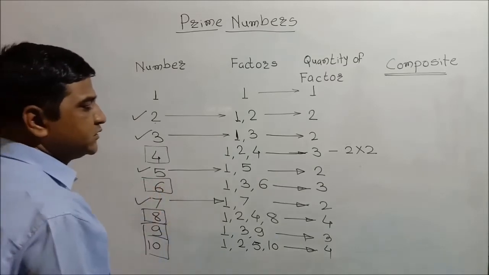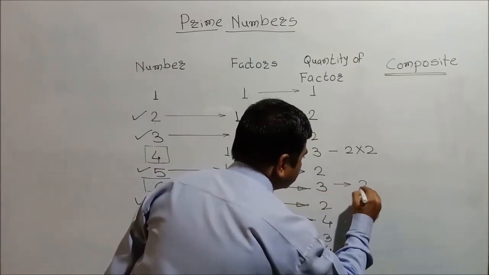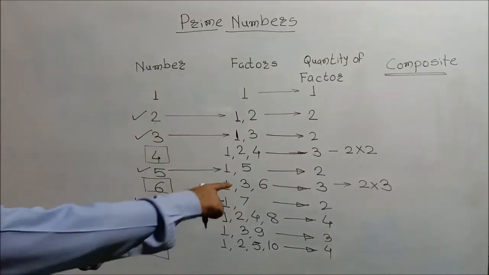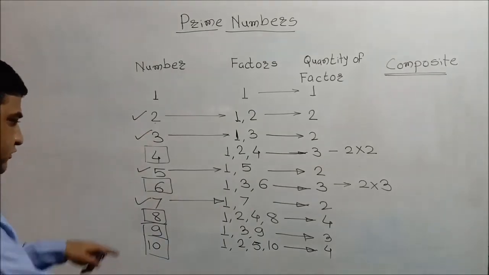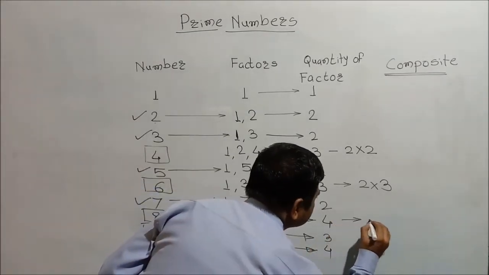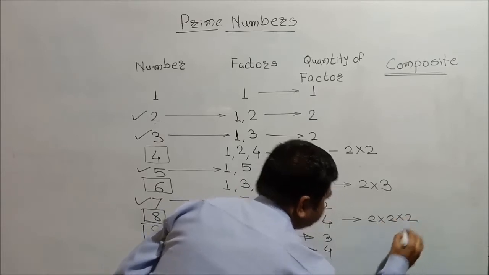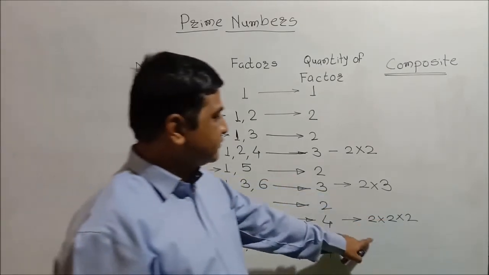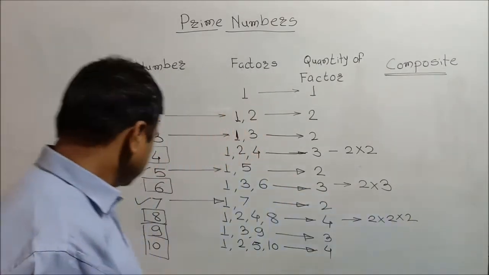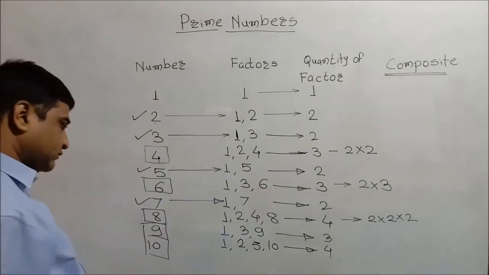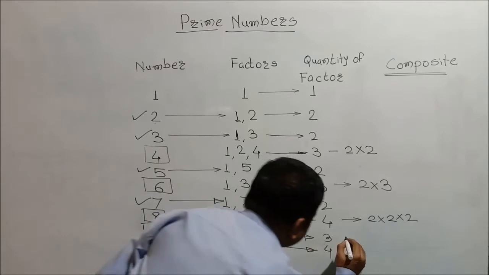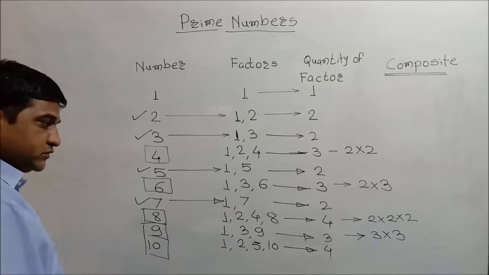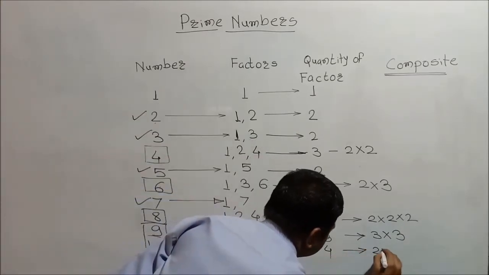Let's go for 6. 6 can be shown as 2 multiplied by 3. Again 2 and 3 are prime numbers. Let us go for 8. 8 can be shown as 2 multiplied by 2 multiplied by 2. Again, all the numbers are prime numbers. So 2 multiplied by 2 is 4, 4 multiplied by 2 is 8. So 8 can be shown as 2 multiplied by 2 multiplied by 2. What about 9? 9 can be shown as 3 multiplied by 3. Again, 3 and 3 both are prime numbers. What about 10? 10 can be shown as 2 multiplied by 5.